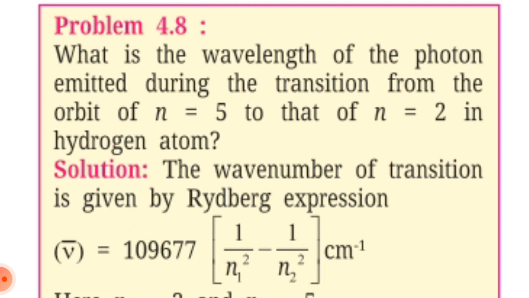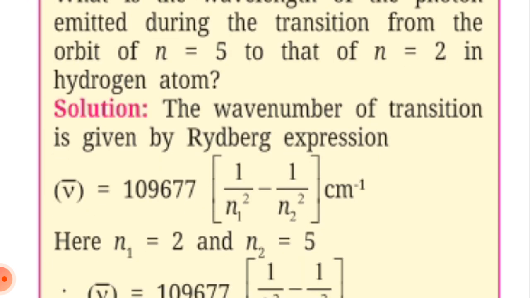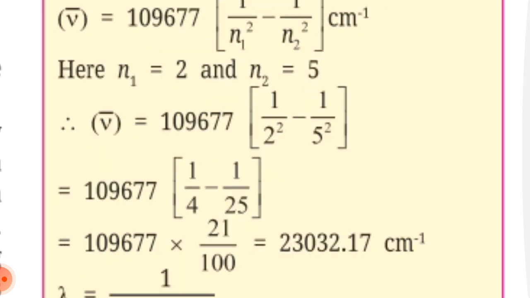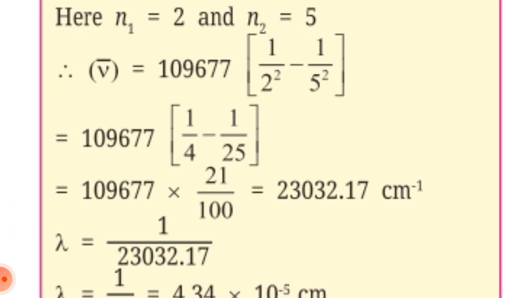Problem 4.8. What is the wavelength of the photon emitted during the transition from the orbit of n equal to 5 to that of n equal to 2 in hydrogen atom? Solution. The wave number of transition is given by the Rydberg expression. ν̄ = 109677 (1/n1² − 1/n2²) per centimeter. Here n1 is equal to 2 and n2 is equal to 5.